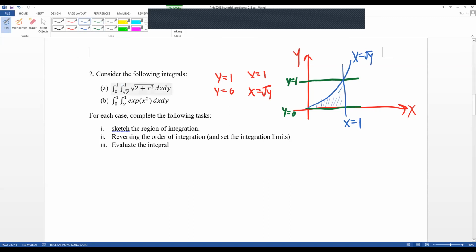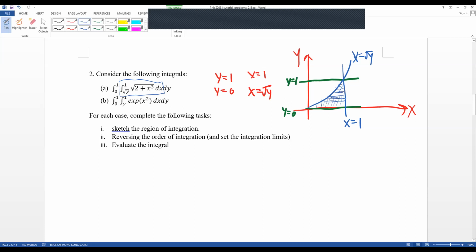So first of all, if you just look at this inner integral, you realize that you cannot find the answer analytically. So this integral cannot be expressed as some elementary functions. So now let's try to reverse the order of integration. If we follow this dx dy order, what we are doing is cutting the region like this, right?